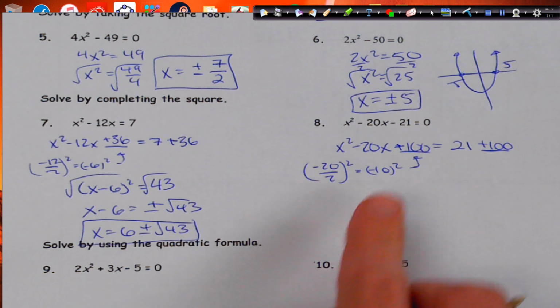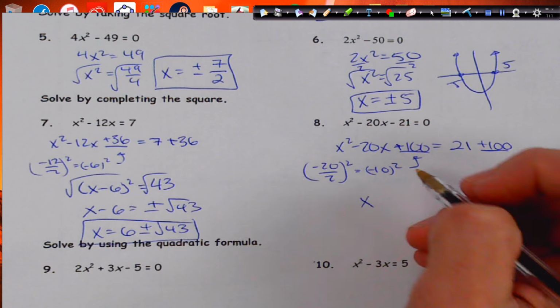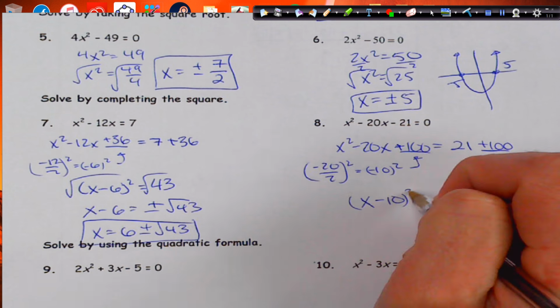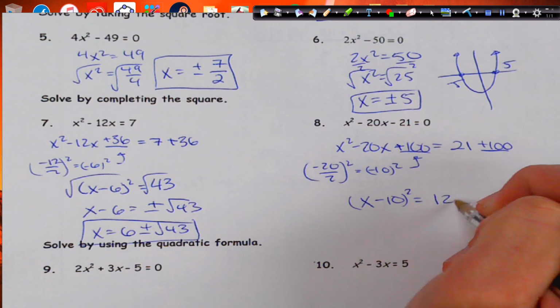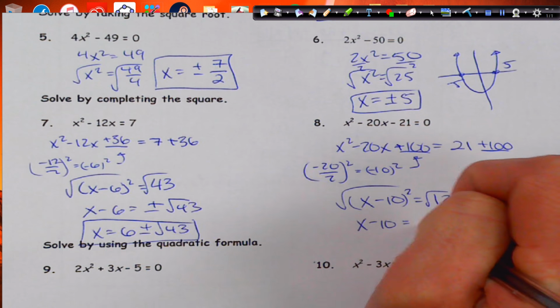Okay, and then we can go ahead and factor that. We get x minus 10. Those would be the two numbers that would work. Equals 121. Square root both sides. It's going to give me x minus 10 equals plus or minus 11.